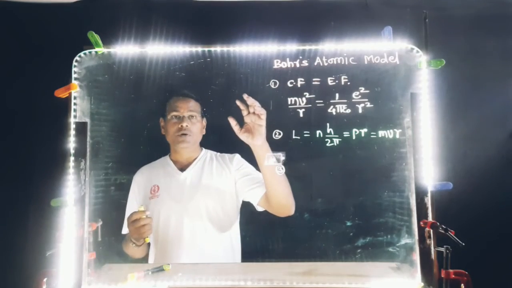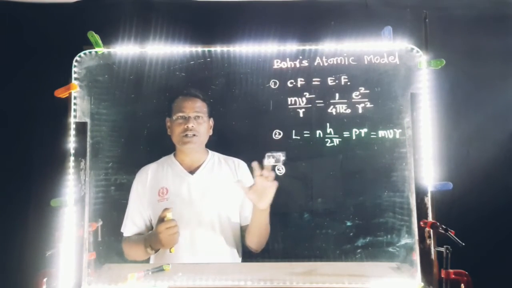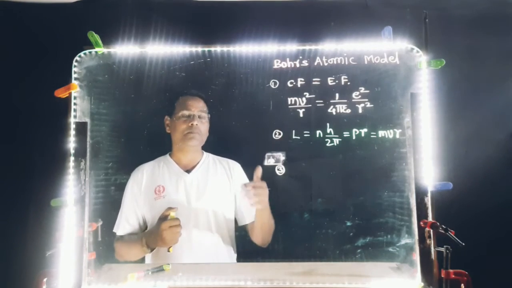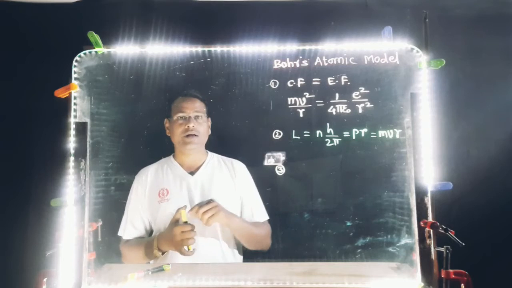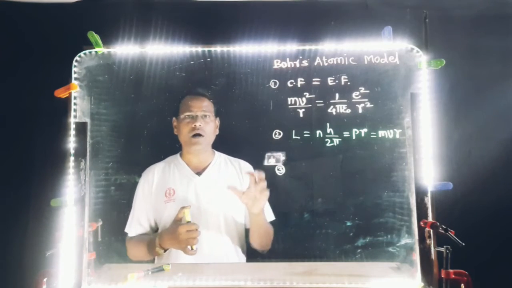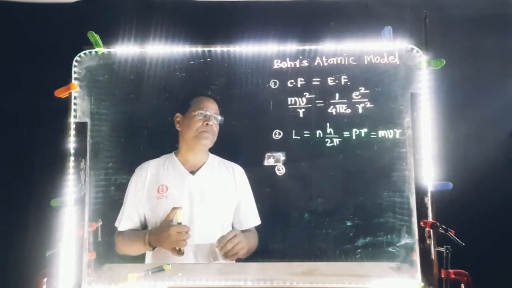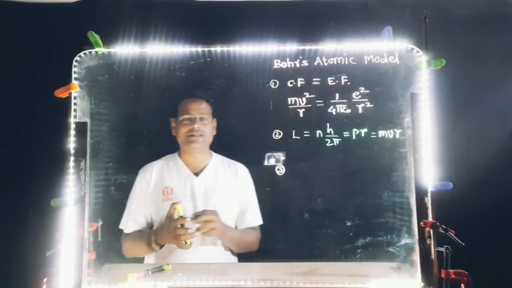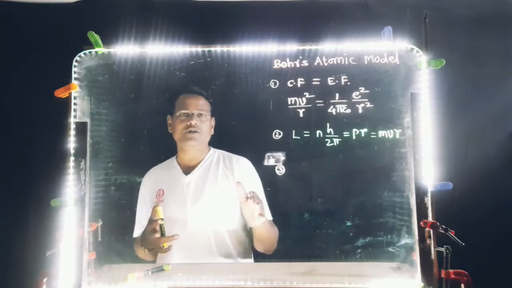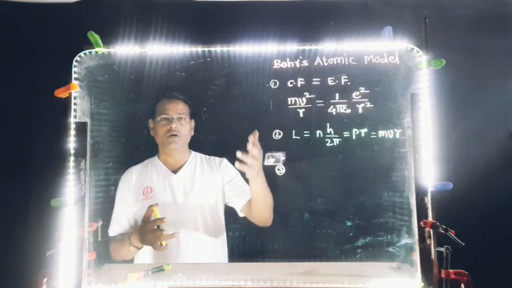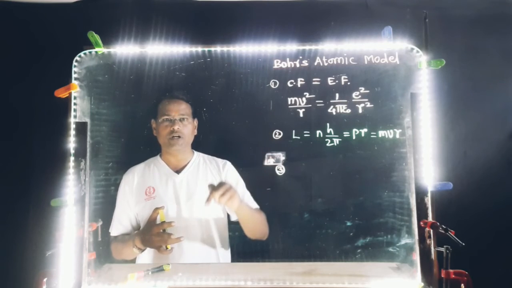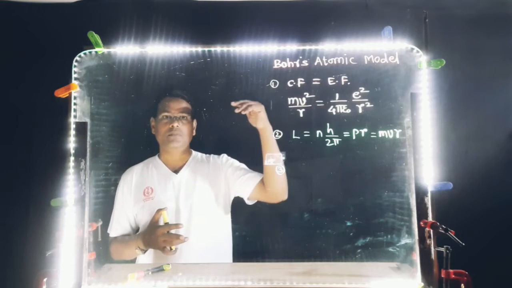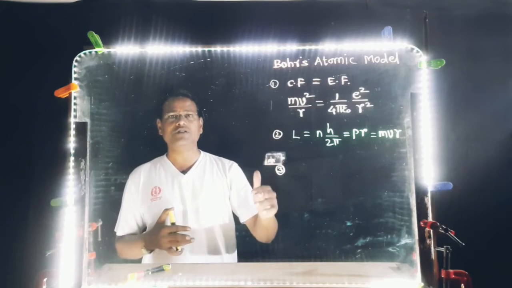So Bohr took care of these postulates or these models, and he suggests his model. He modified Rutherford's atomic model, and he explained quite easily how an electron can radiate energy. According to Bohr's model, his third postulate states that an electron can radiate energy only when it jumps from a higher energy orbit to a lower energy orbit. During the transition of an electron from an outer orbit to an inner orbit, energy is radiated.